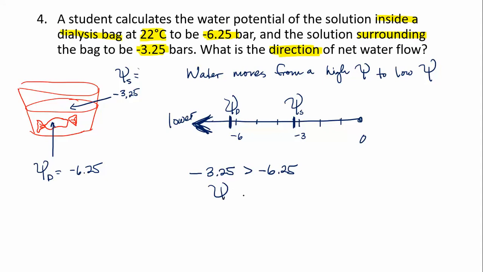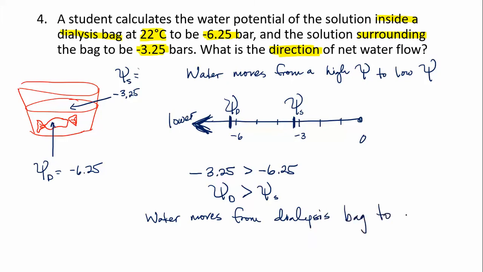All right. So what that means is that the dialysis tubing bag has a higher water potential than the solution outside. What that means is water is going to move from the dialysis bag to the surrounding solution. And this is your actual answer, because you're describing the direction of the net water flow.